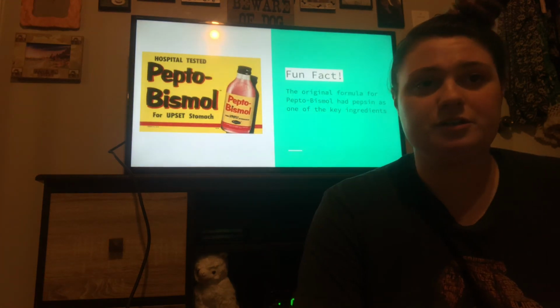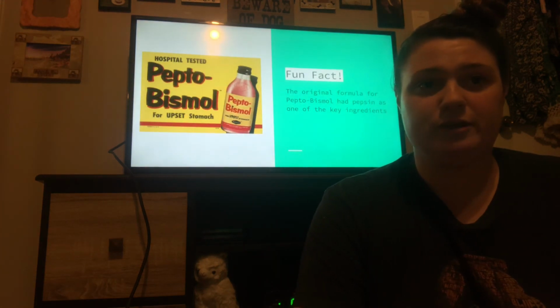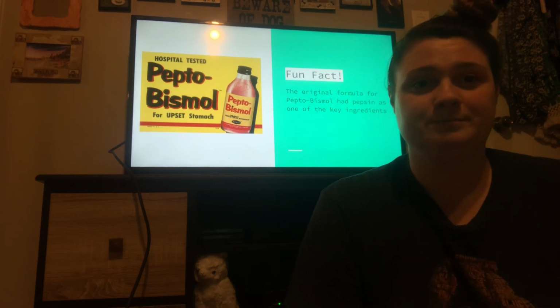To conclude, here's a quick fun fact. The original formula for Pepto-Bismol had pepsin as one of its active ingredients.